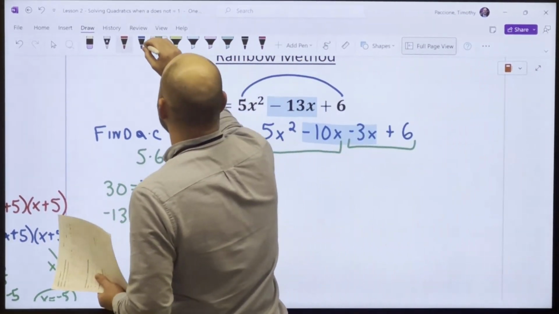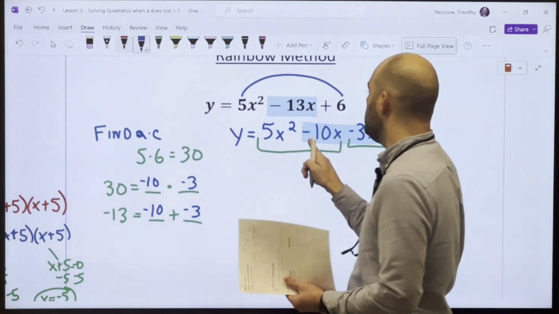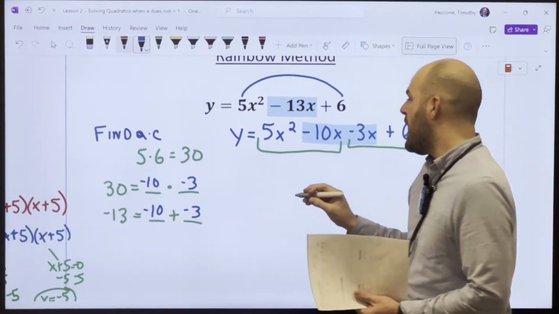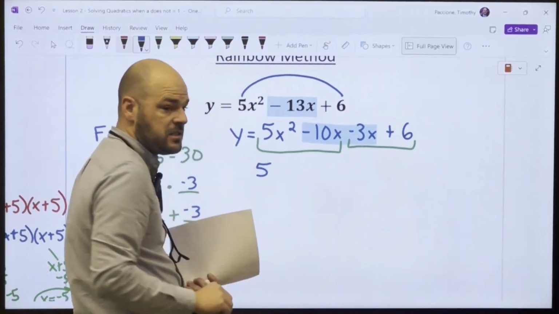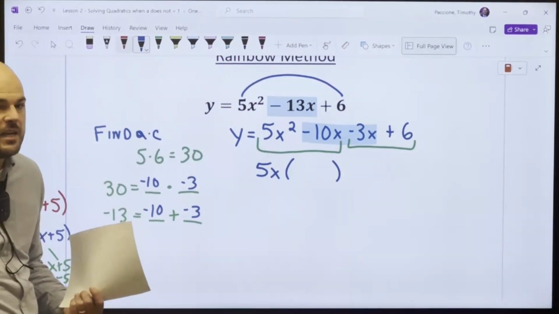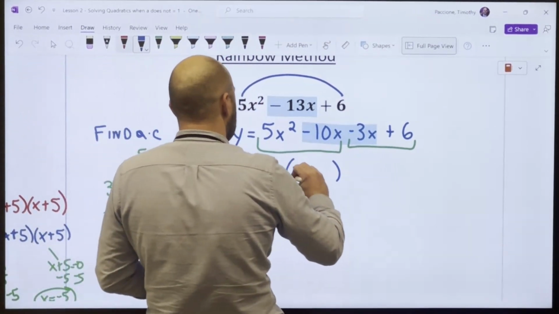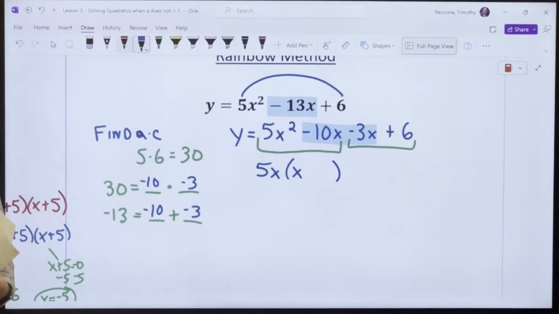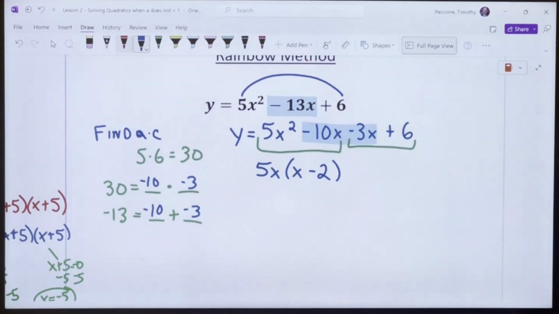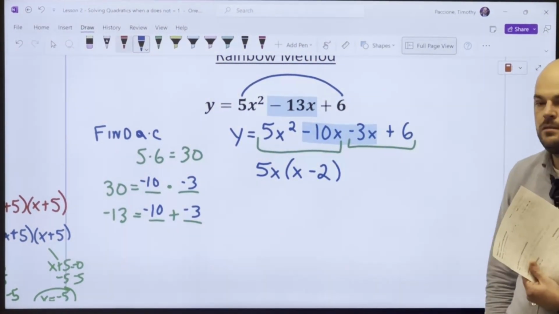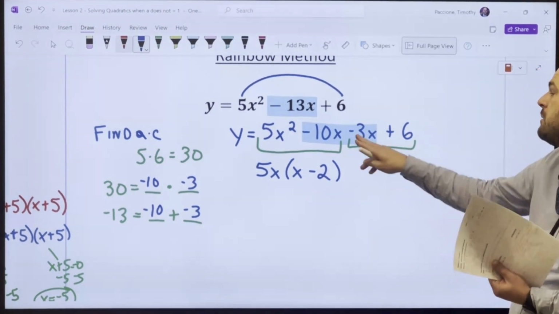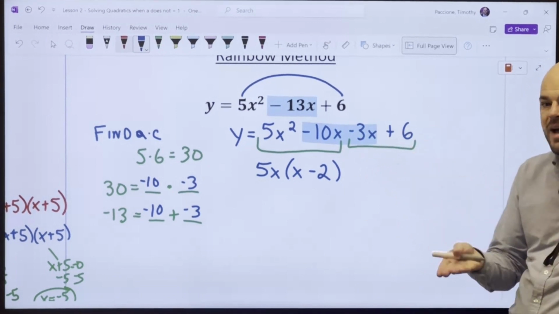I'm going to say, okay, what goes into both 5x squared and negative 10x? Think both numbers and letters. 5 and x goes into both of those. So 5x, and then 5x squared divided by 5x is just x, minus 10 divided by 5x is minus 2. All right, now I'm going to do it again. I have minus 3x plus 6. What goes into both? Well, this time they don't have an x, so it's just going to be a number this time. So minus 3 goes into both.